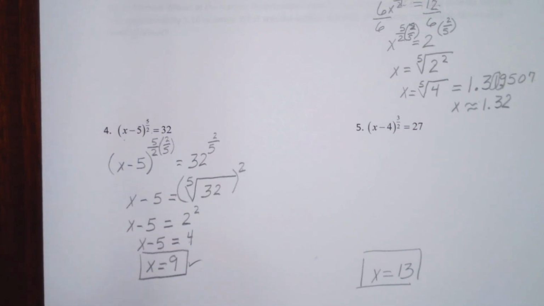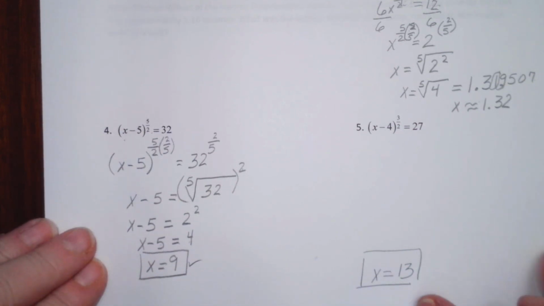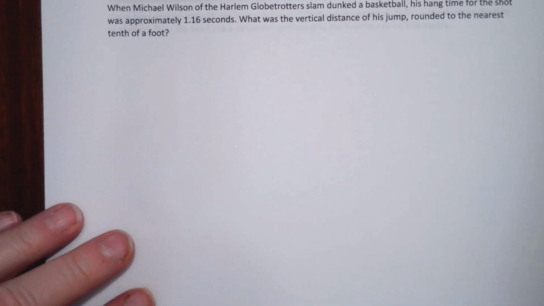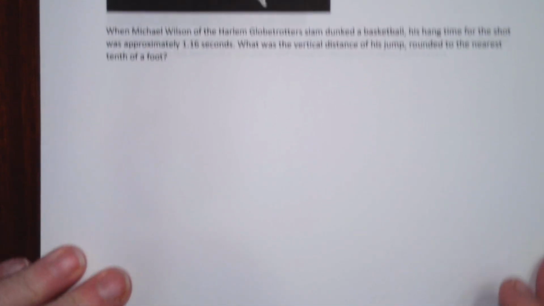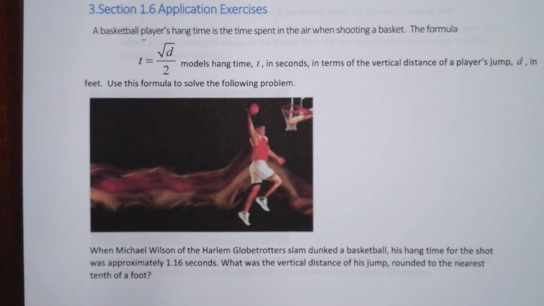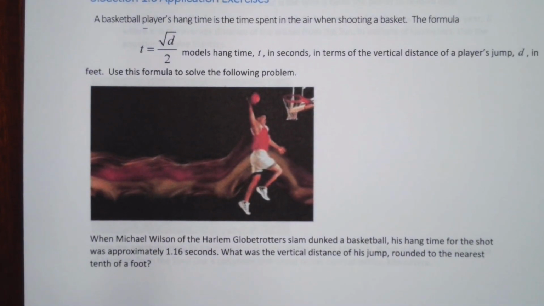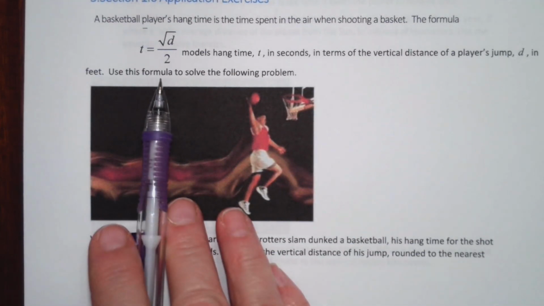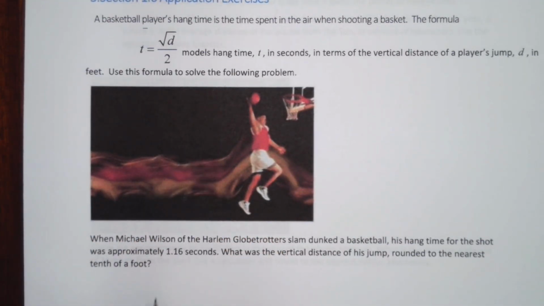One more thing in this one is that we have a word problem. Okay. So here we have a basketball player's hang time, which is the time spent shooting the basket, and they give us the formula for the hang time. So I'm going to put this here. T is equal to the square root of D over 2.